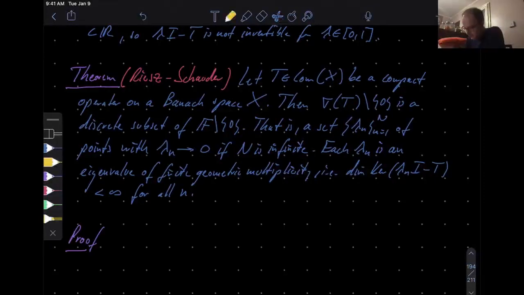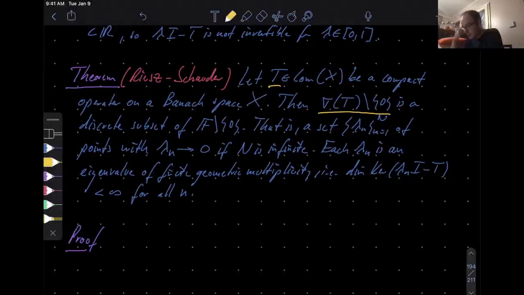If you have a compact operator T on a Banach space X, then the spectrum minus 0, remember we already know that 0 is in the spectrum of any compact operator. That's because the identity operator in infinite dimensional Banach spaces is not a compact operator, right? So 0 is certainly in the spectrum.